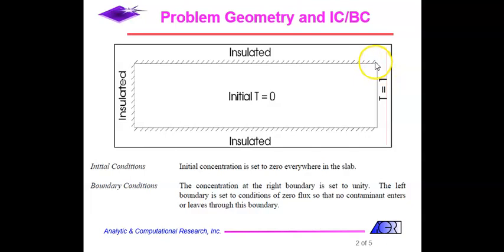At time equals 0, at the right boundary, the concentration is changed to 1. The bottom, the top, and the left boundaries are all set to zero flux boundaries for the species. So the boundary condition at the right boundary is species concentration equals 1, and at the bottom, top, and the left boundaries, the flux of the species is 0.